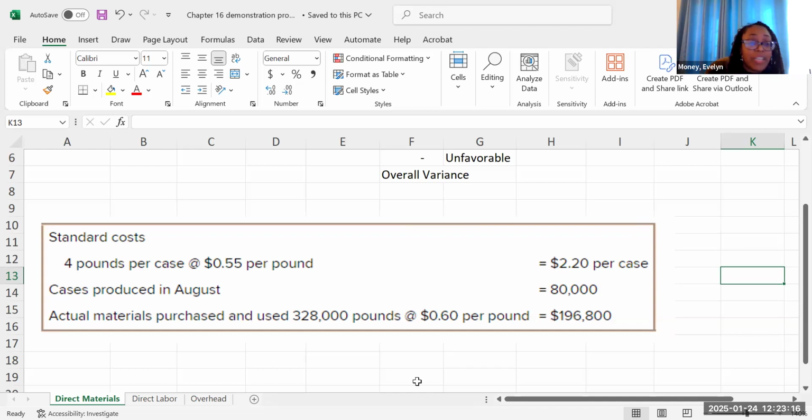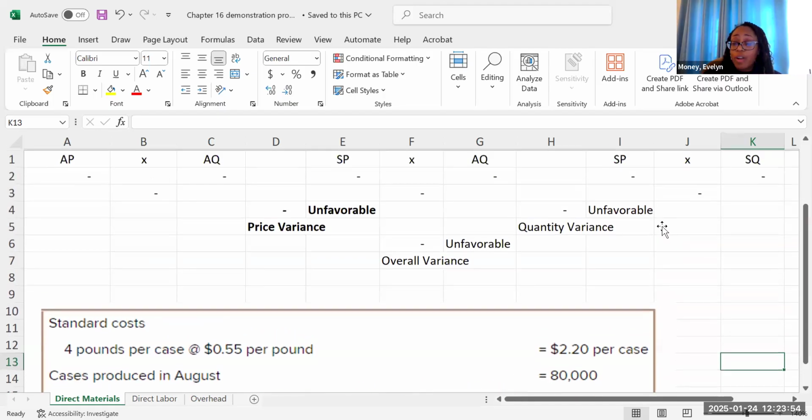I am looking at materials from the standpoint of how many materials I use. So my unit of measurement is not going to be cases or units. It could be pounds. It could be square footage. So the information that I really need is the number of pounds needed to make 1 unit of product and the cost per pound. The focus is on pounds here. All right, I also see that we produced 80,000 units in August, and the actual materials purchased and used were 328,000 pounds and 60 cents per pound.